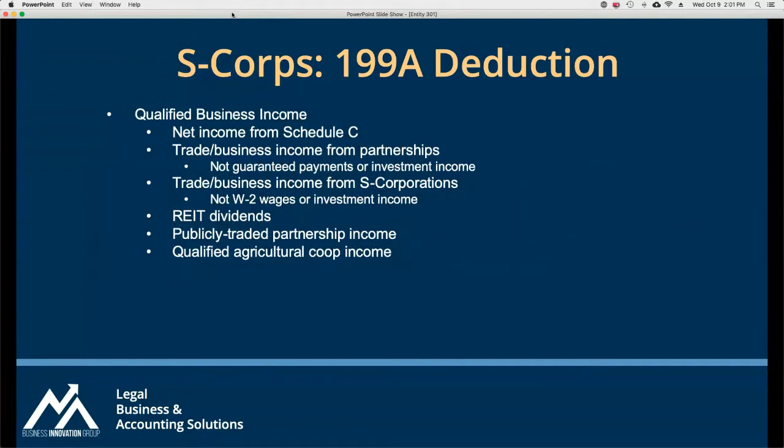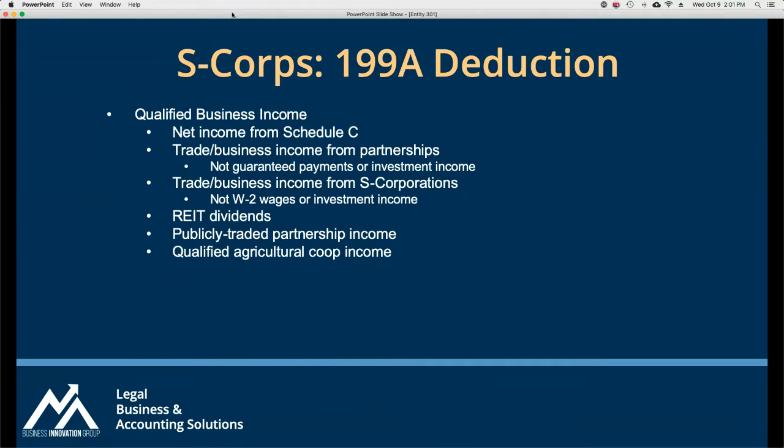Qualified business income specifically is net income from Schedule C. So if you're a sole proprietor and you're out there doing your thing, the net income that you generate on Schedule C counts as that qualified business income. We're talking trade and business income from partnerships. We're not talking guaranteed payments or investment income. It has to be trade or business income, not the kind of passive income coming from the partnership.